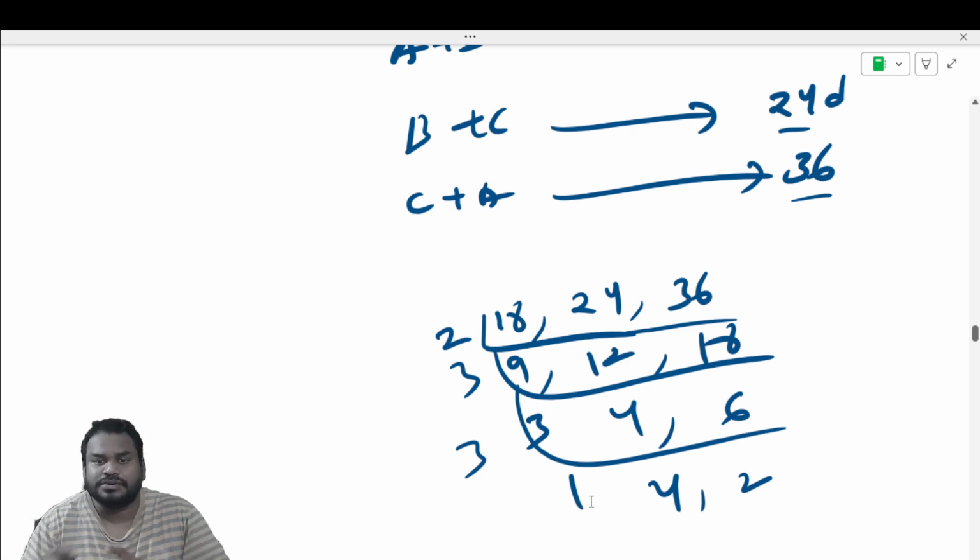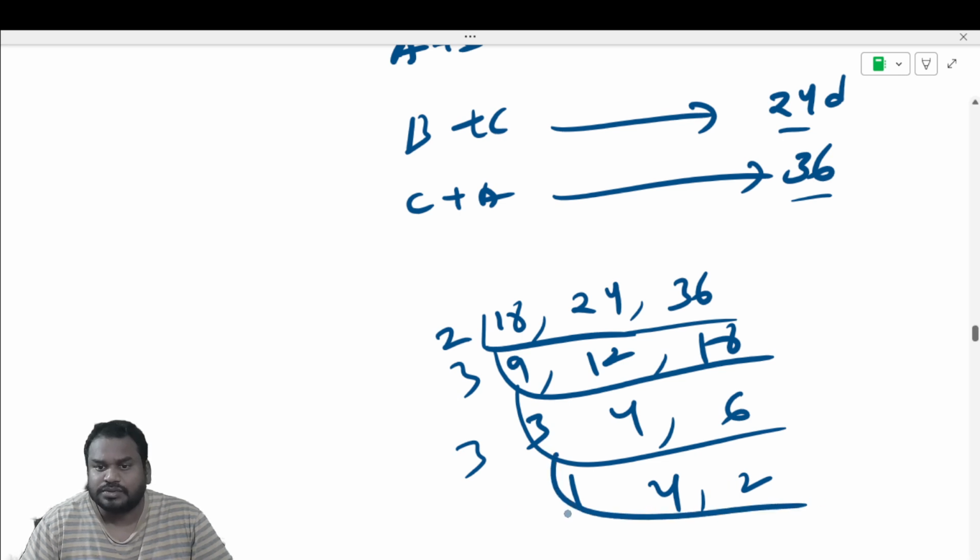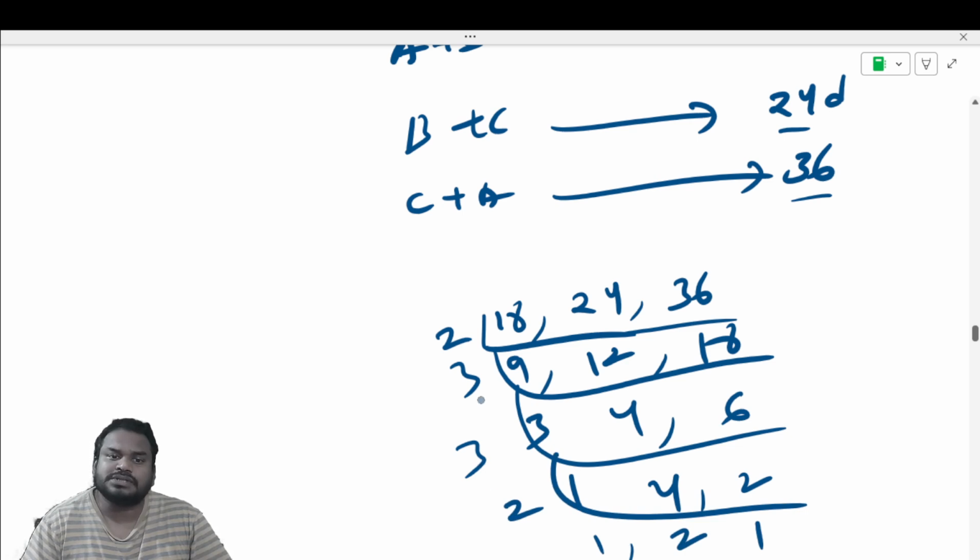Now you can do one more thing also. Here, 2 with 2 also you can do again. 2 2s are 2, 1. So 2 times 2 is 4, then 12, 12 times 3 is 36, 36 into 2 is 72. So 72 is the LCM.